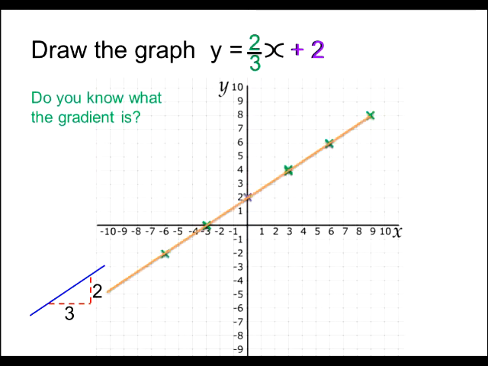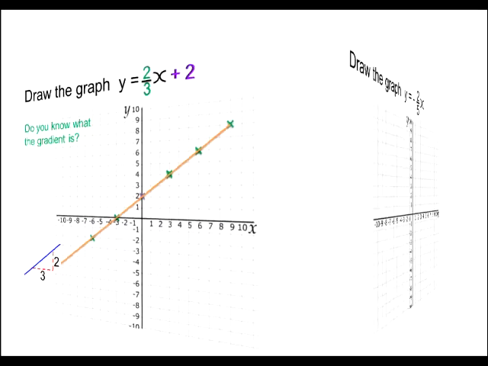So that's how you draw a fractional graph, and you must admit that that would be a bit of a nightmare to do a table of values with. If you understand gradients, you can do any straight line graph very, very quickly. Let's take a look at one more.